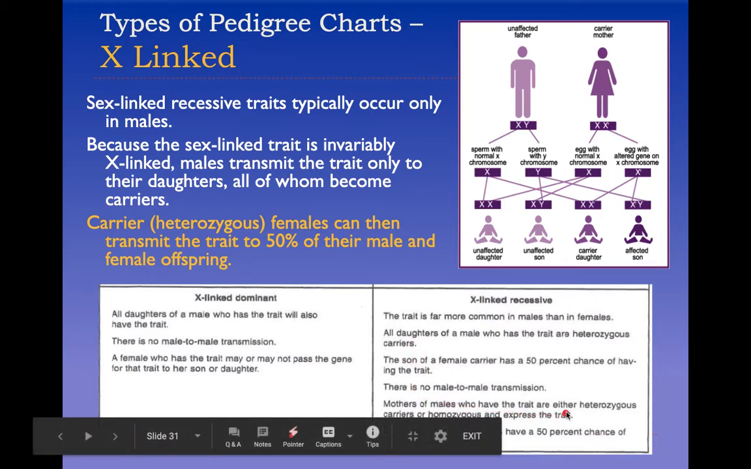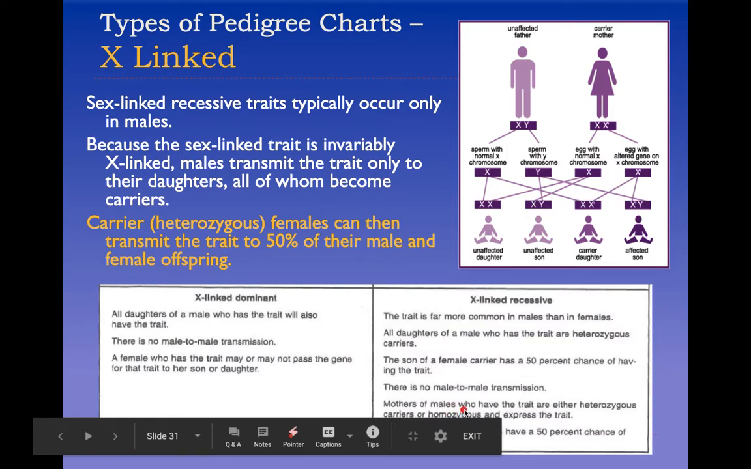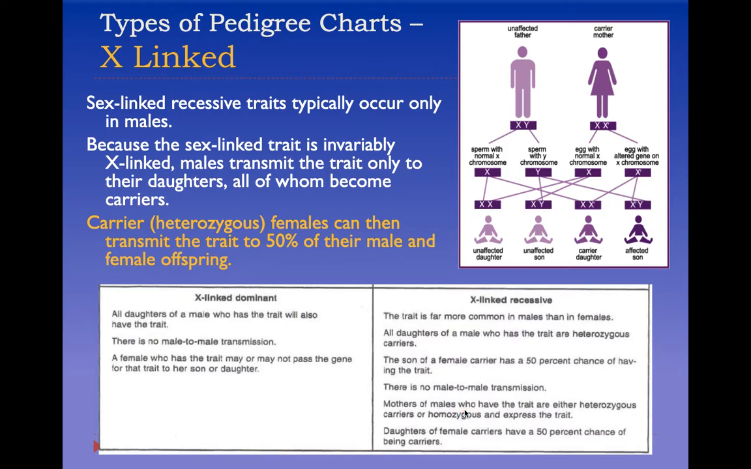Mothers of males who have the trait are either heterozygous carriers or homozygous and express the trait. Why? Because the male has to get his X chromosome from his mom. She's either a carrier, she has one chromosome that has the recessive trait, or she's homozygous and has both chromosomes that have the trait, and therefore all the sons will carry it in that case.